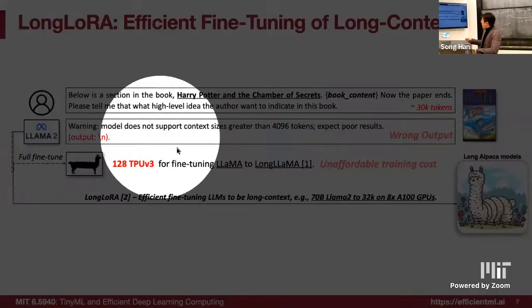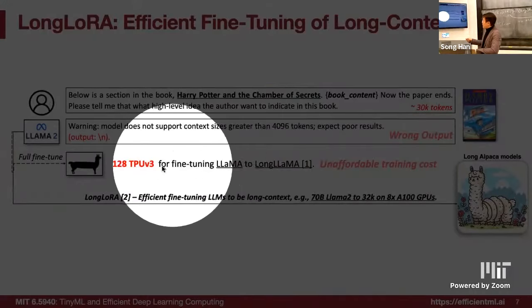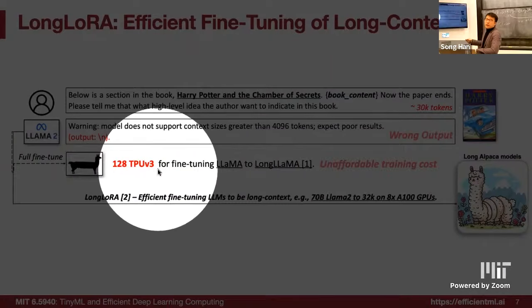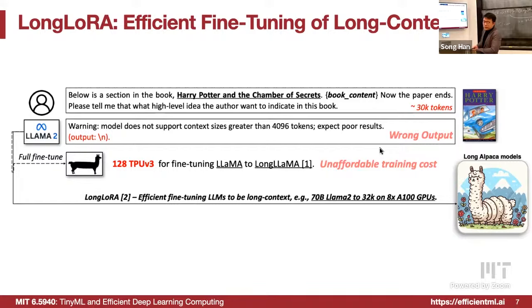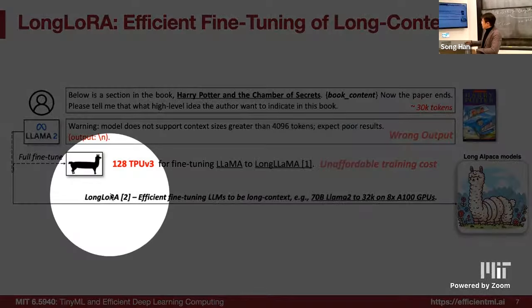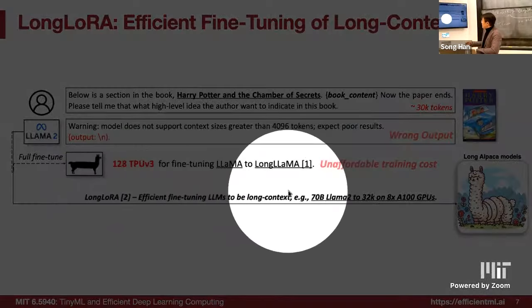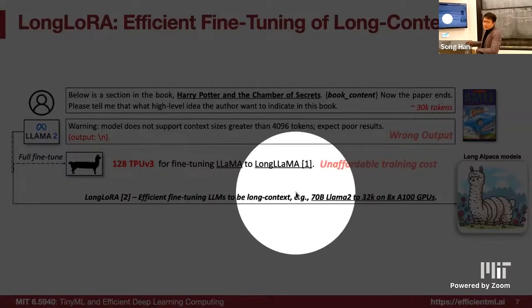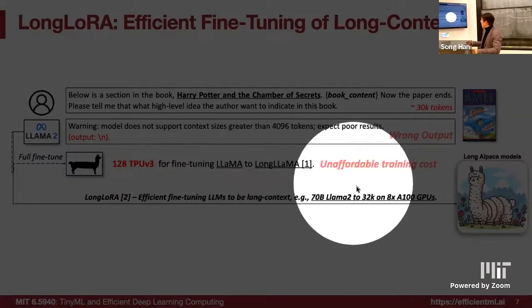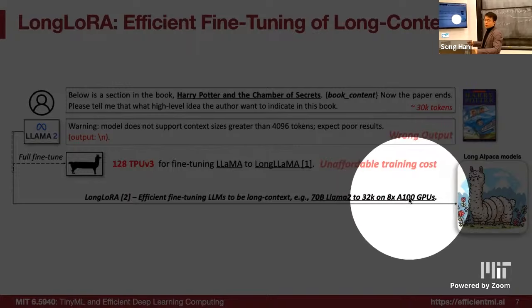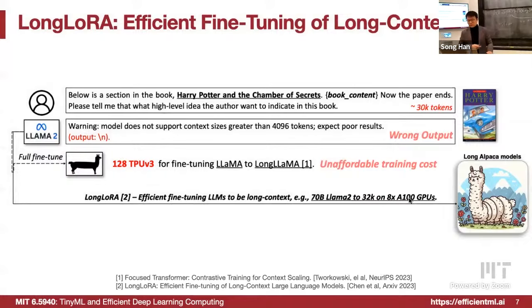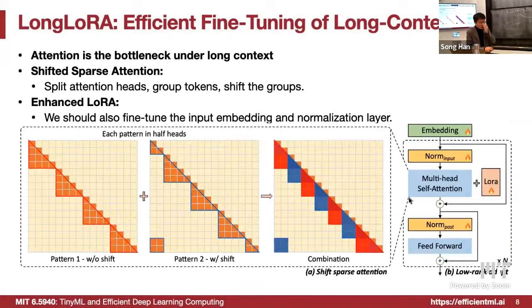Another work called LongLLaMA used 128 TPU v3. That's a lot of compute, which is usually unaffordable. We'll introduce a technique called LongLoRA, efficient fine-tuning. It fine-tunes a 70 billion parameter Llama 2 to 32K context length using only one node of 8 A100 GPUs. So let's see how that works.